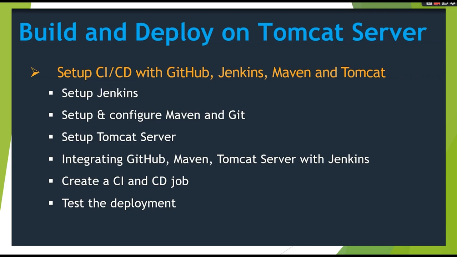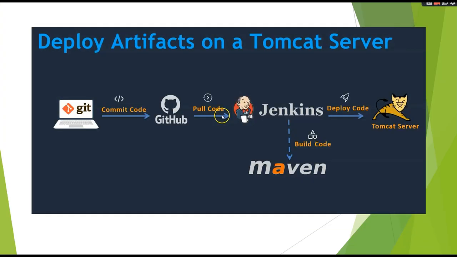So in this process, we're going to set up Jenkins and configure Maven and Git, and set up the Tomcat server, integrate GitHub, Maven and the Tomcat server with Jenkins, and create a CI, continuous integration, and continuous delivery job, and test the deployment. So this is the first phase in which we're going to complete our CI/CD process. In the next phase, we are going to deploy the artifact onto the Tomcat server. This is a workflow which I'm showing you.